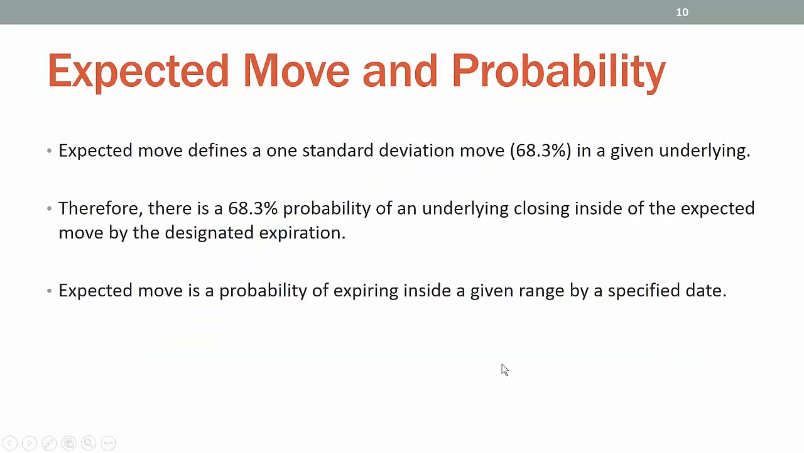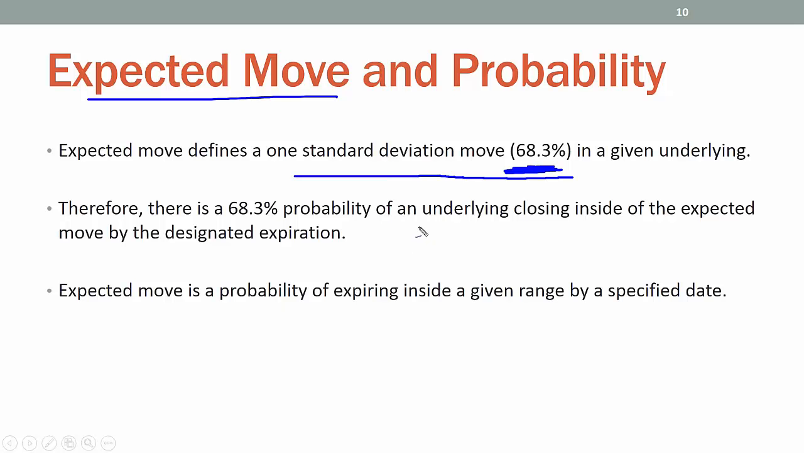Expected move and probability. So a moment ago, the options told us that the at the money call and at the money put told us what we term expected move. And that's a 1 standard deviation. That's 68.3% of the time. By the way, I hate these definitions, but I'm required to throw these definitions because these are the marquee definitions.